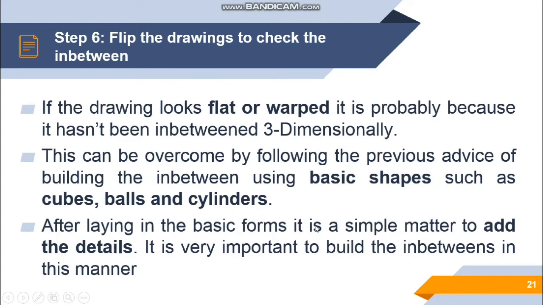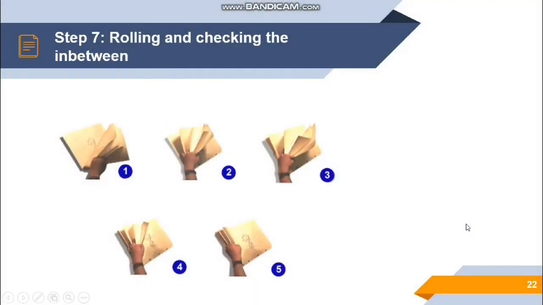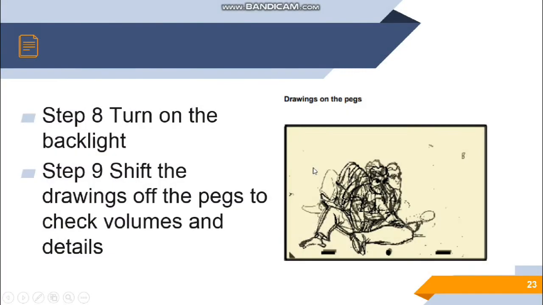After laying the basic forms, it is a simple matter to add the details, and it is very important to build the in-betweens in this manner. So, step 6 is we need to understand the in-between in three dimensions, understand and create the basic shapes and add the details. Step 7, rolling and checking the in-between. After doing step 6, let's do another flipping method to check your in-between. Step 8, turn on the backlight and then shift the drawing off the pegs to check the volumes and details.